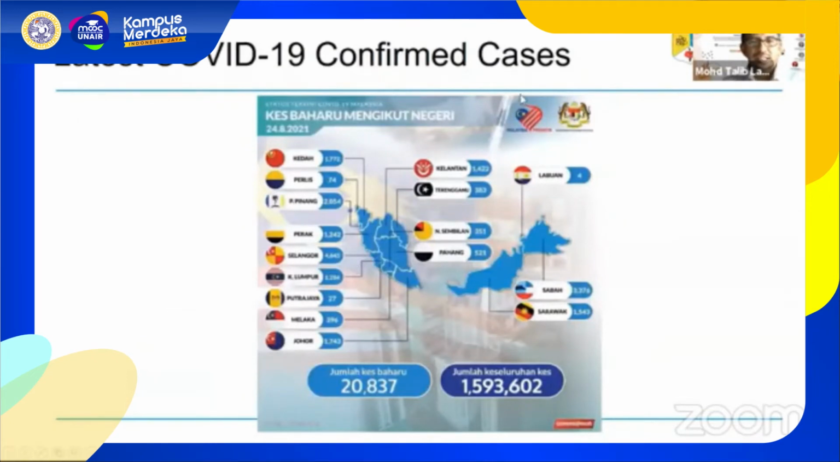And the latest COVID-19 cases, I think 2 days ago, were more than 20,000. You can see that Selangor is 4,000, and the other states also recorded high numbers. For example, Perak, more than 1,000, and Johor, in the southern part next to Singapore. This is the condition, as I mentioned just now, the number of confirmed cases is more than 1.5 million. Recently, it's nearly 1.6 million people.